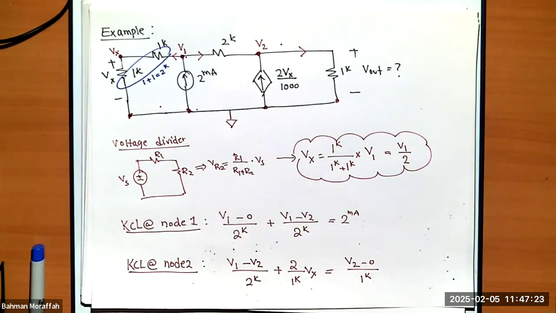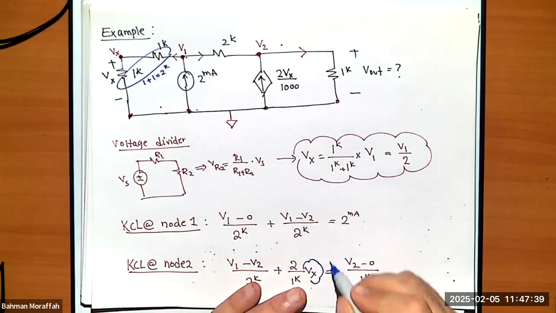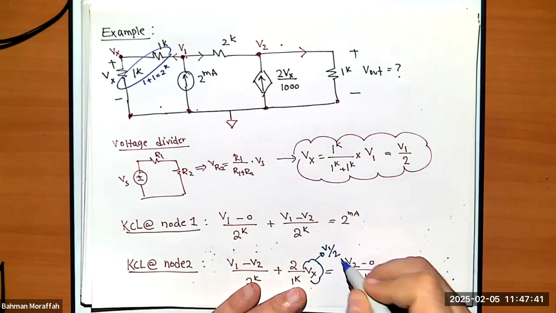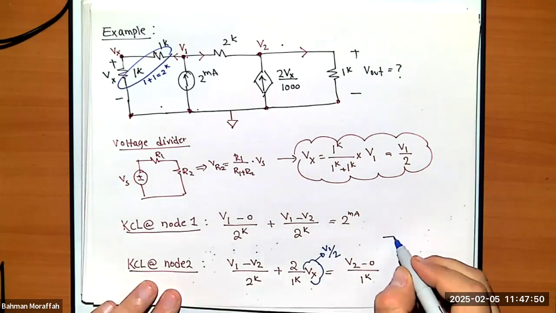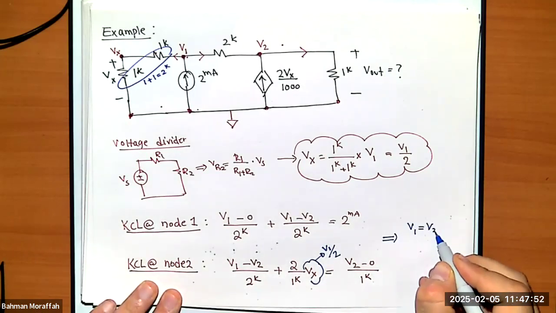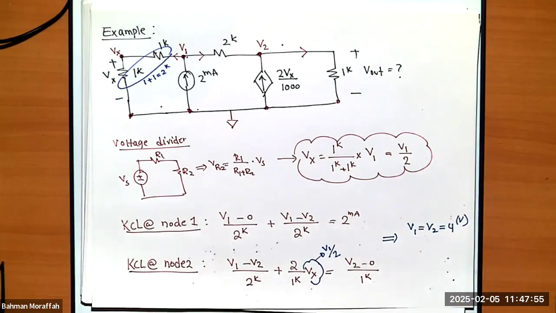Right? But if you look at the bottom equation here, I have a Vx. So I have 2 equations, 3 unknowns. But I already calculated Vx in terms of V1. Right? So I'm going to plug it back in here. So I know this guy is V1 over 2. Now I have 2 equations, 2 unknowns. I can solve for V1 and V2. It turns out if I solve for it, V1 equals V2 equals 4 volts.